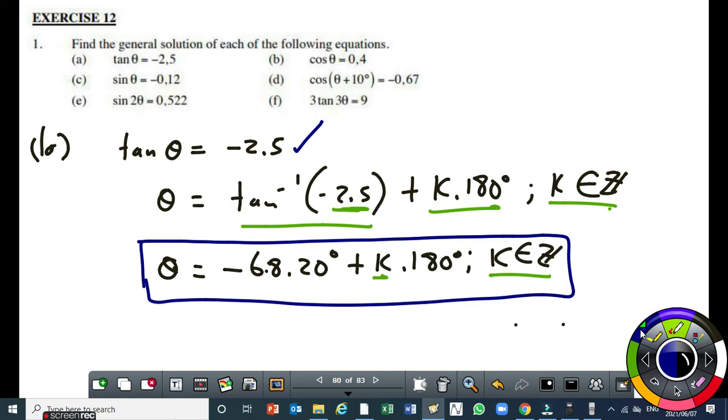It will depend on the interval you are given for theta. That's when you start substituting the k. Don't worry, we'll do an example where we are given a restriction for the values of theta. But first, you need to understand the basic concept of the general solution. What is it for?